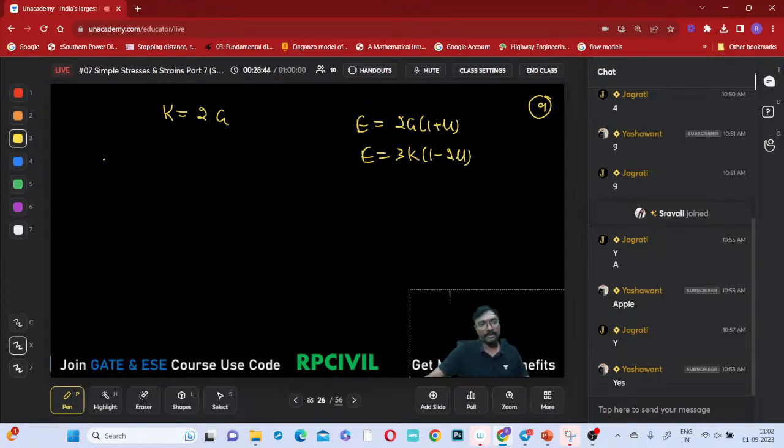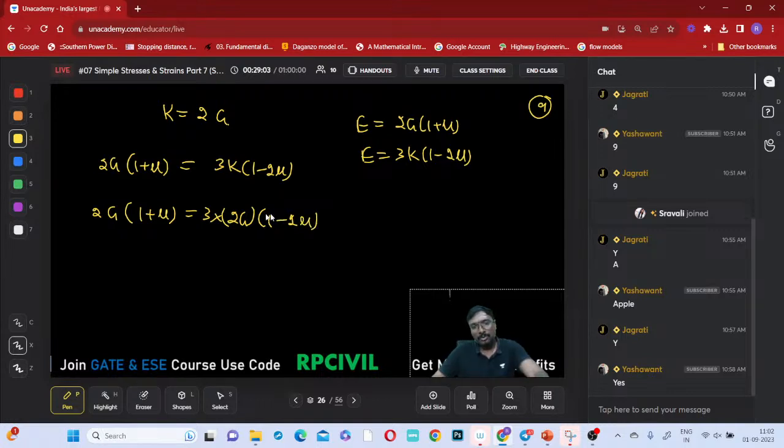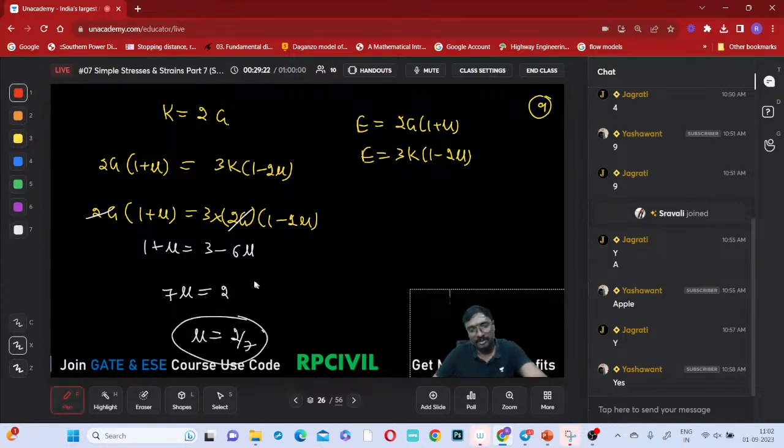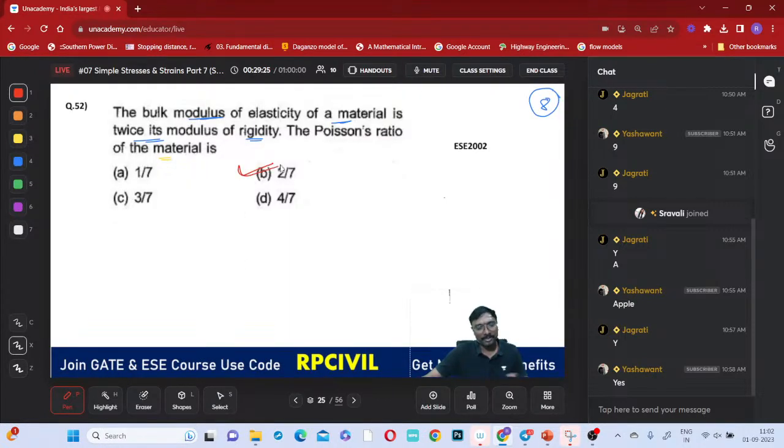We substitute: 2G into 1 plus mu is equal to 3K into 1 minus 2 mu. Now in place of K we can write 2G, so 2G into 1 plus mu equals 3 into 2G into 1 minus 2 mu. The 2G cancels. 1 plus mu equals 3 minus 6 mu. Sending 6 mu to the left hand side, it becomes 7 mu equals 3 minus 1, which is 2. Therefore mu is equal to 2 by 7, the Poisson's ratio. Is there any option with that? 2 by 7, option B will be the correct answer.